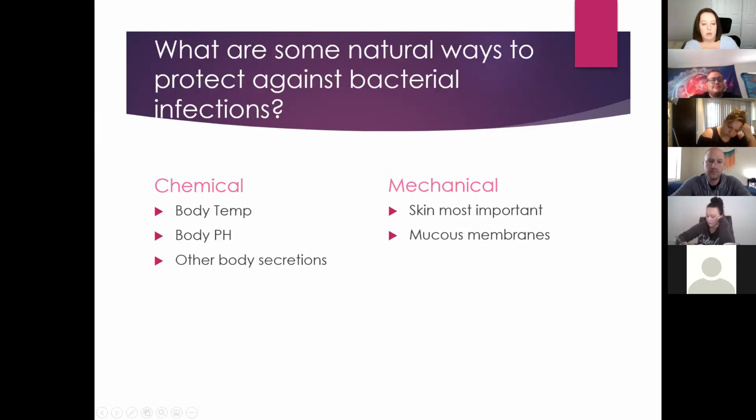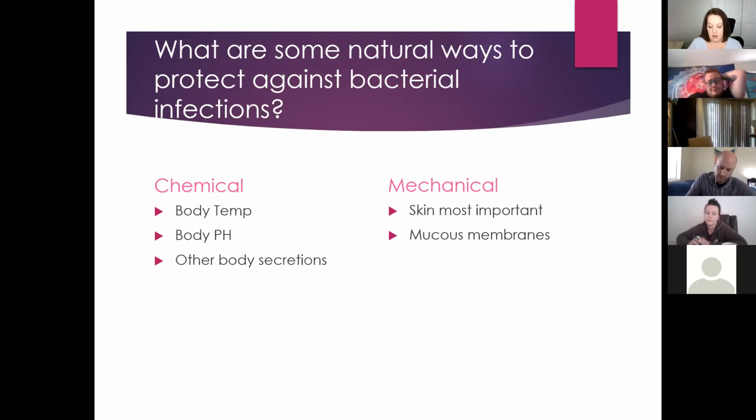Okay, so our body will naturally protect us from bacterial infections. So we have chemical or physiological barriers, which would be body temperature. So when we get some sort of infection, if we get sick, if we get a respiratory bacterial infection, our body will spike a fever. So that's the body's natural reaction to try and kill the bacteria by heating up, by our body's pH. So our body naturally will go out of homeostasis to try and get rid of this pathogen.